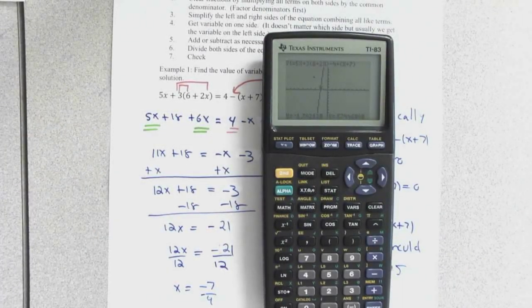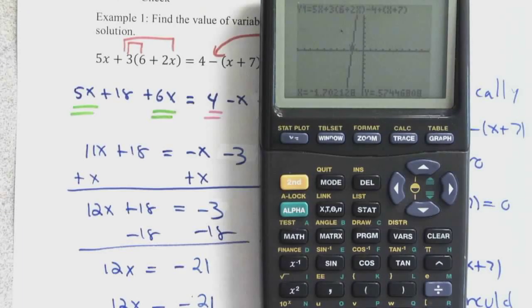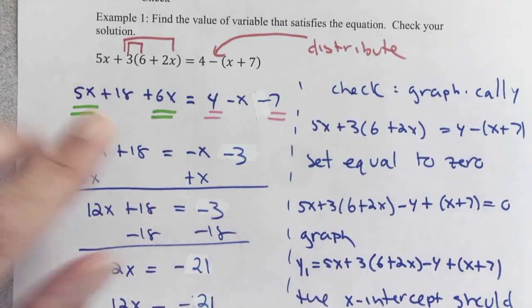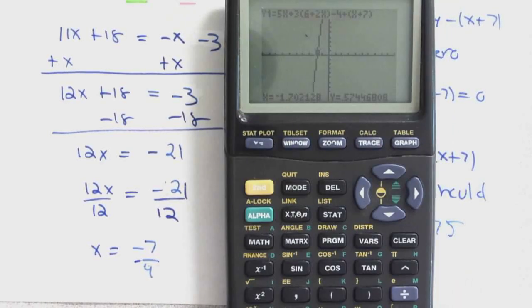And when I go back and look at my picture, there I'm close to the x-intercept. Let's zoom in a little bit so you can see a little bit better. There I'm close to the x-intercept. I'm not quite there, but it's a rough check. My x-coordinate is negative 1.7. We said the answer should be negative 1.75. That's close to the x-intercept, and it's close to negative 1.75. So I feel good about this problem. It is right. But there's the importance of checking your answers.